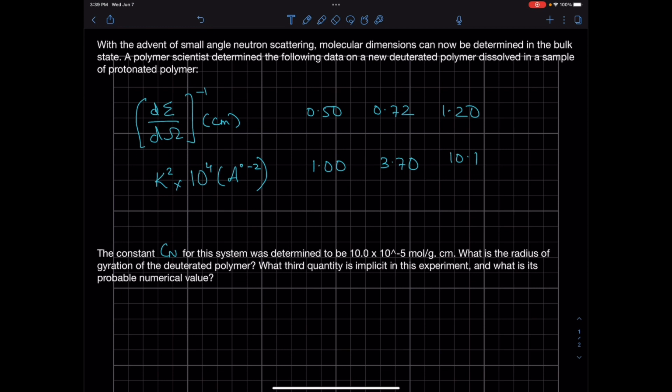The constant Cn for this system was determined to be 10.0 times 10 to the negative 5 moles per gram centimeter. What is the radius of gyration of the deuterated polymer? What third quantity is implicit in this experiment, and what is its probable numerical value?